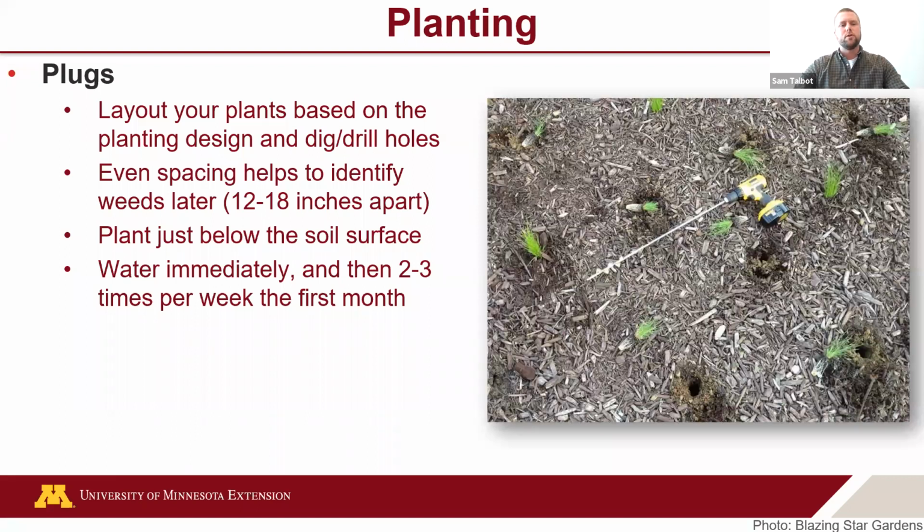Plant just below the soil surface, and then use some of that soil to pack the plug into the ground. Because when you plant it, it's only going to be able to access water from the potting soil until it can reach out into the surrounding ground. So you want to make sure that potting soil doesn't dry up. So you want to cover it up right around the edges of the plant, and then water immediately, maybe a couple times a week for that first month.